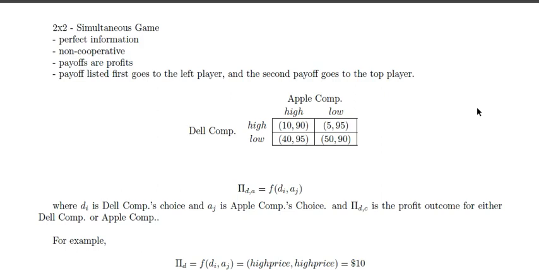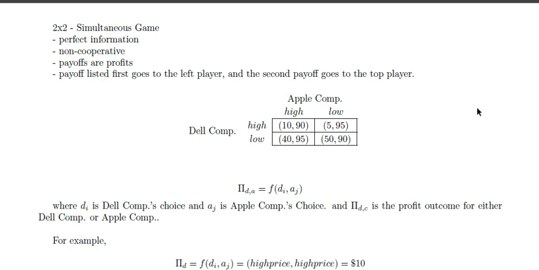Okay, now let's go through a game where the strategies are a little bit more complicated. In this game, we have nearly all of the same assumptions as before. In fact, all of the same assumptions as before. The game is simultaneous. Information is perfect. Payoffs are profits. And again, the first payoff goes to the left player, and the second payoff to the top player. Here we have Apple computers and Dell computers, and they're choosing between a high price and a low price.